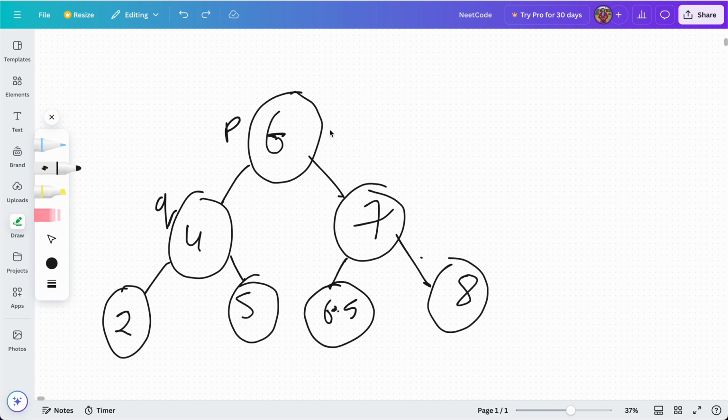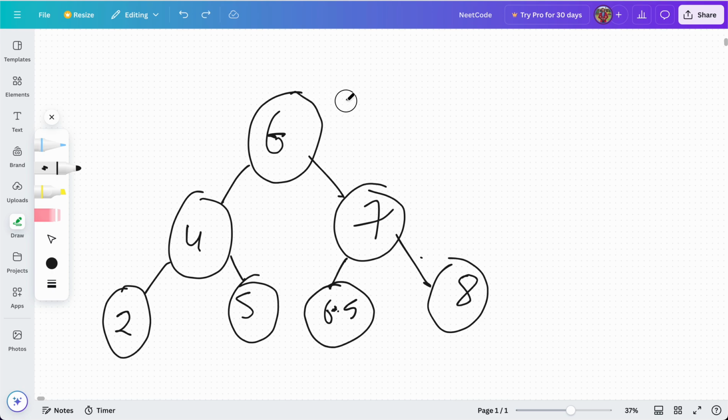Same thing, our algorithm will still work. We will say if P is less than Q and P and Q are less than the root, then go left. But in this case, it's not. If P and Q are greater than the root, then go right. In this case, it's not. Then return the root. Our answer will still be 6.